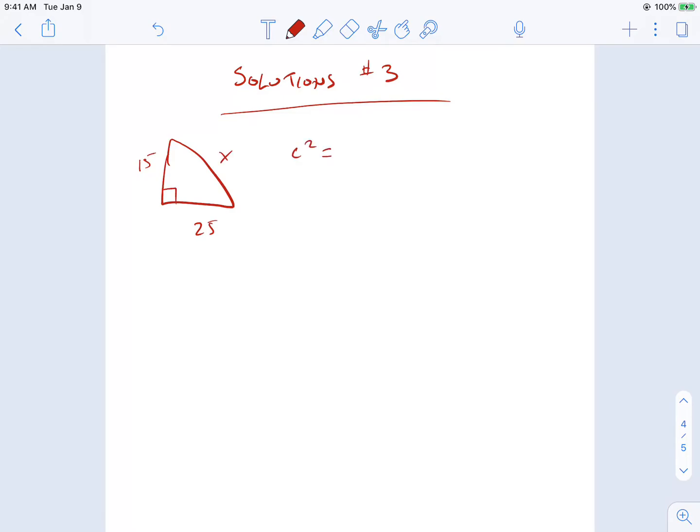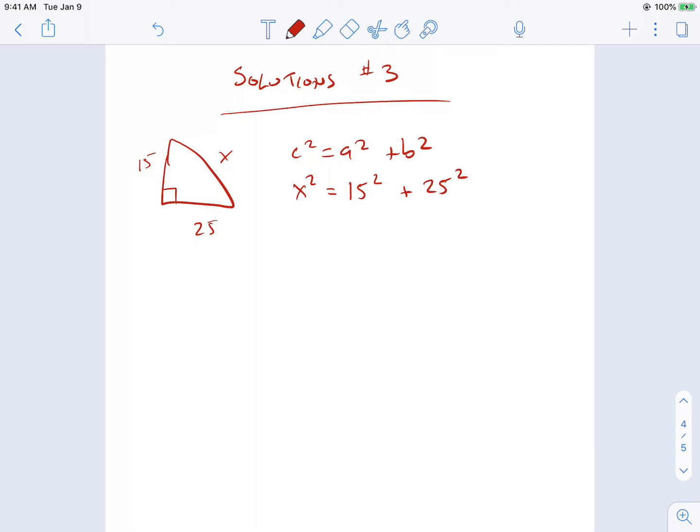So we use our formula, c squared equals a squared plus b squared. What we want to do, we want to make sure we label everything. So our c squared here is going to be our x squared. Doesn't matter what a squared and b squared are. So we have 15 squared plus b squared, which is 25 squared. And then you want to do that math right in your calculator. So give me a sec, I'll get that done for you.